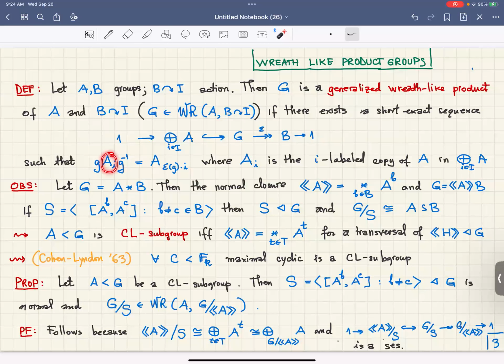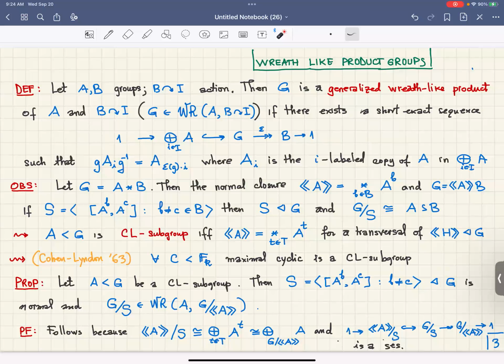If I take A_i and I conjugate it by any element in G, I'm going to get another copy of A, specifically, which is kept on track by this index. So specifically, we're going to take the element g. This is going to be mapped by epsilon of g into B. Now B acts on I, and I'm specifically asking that the i copy is moved into A_{epsilon(g) acting on i}.